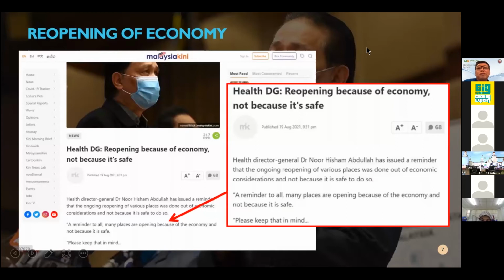Then let me share what our health DG has shared. Our health DG did mention that reopening of the economy is not because it's safe. He is trying to remind everyone that many places are reopening because of the economy, and it's not because it's safe. But we have to do our part, like following the DOSH IAQ guideline. Why did they come up with the guideline? Because a lot of people also know our building ACMV system is not COVID proof.